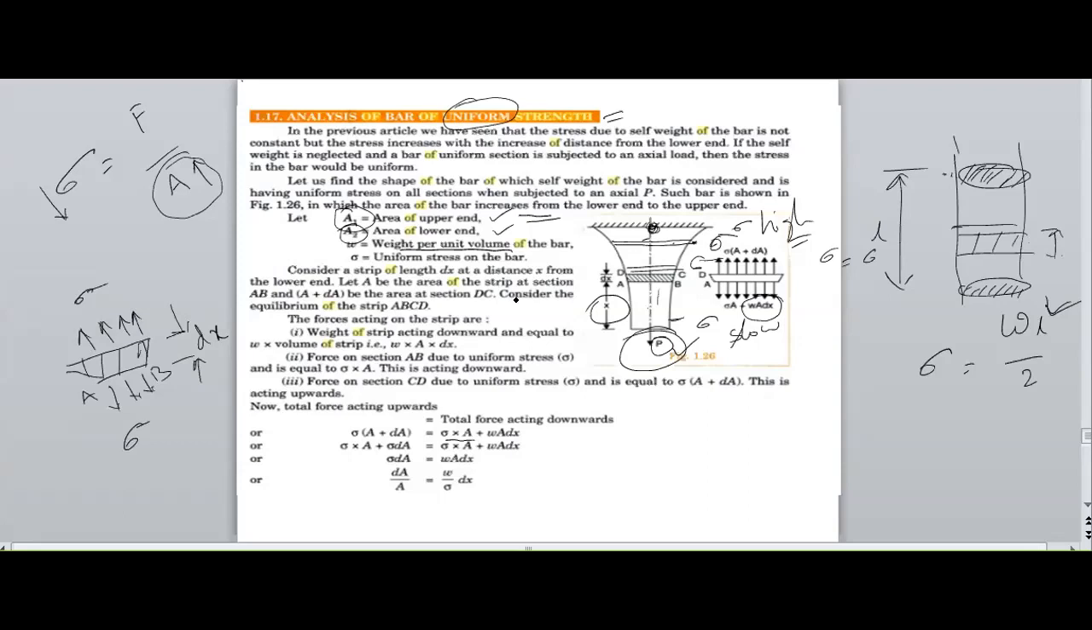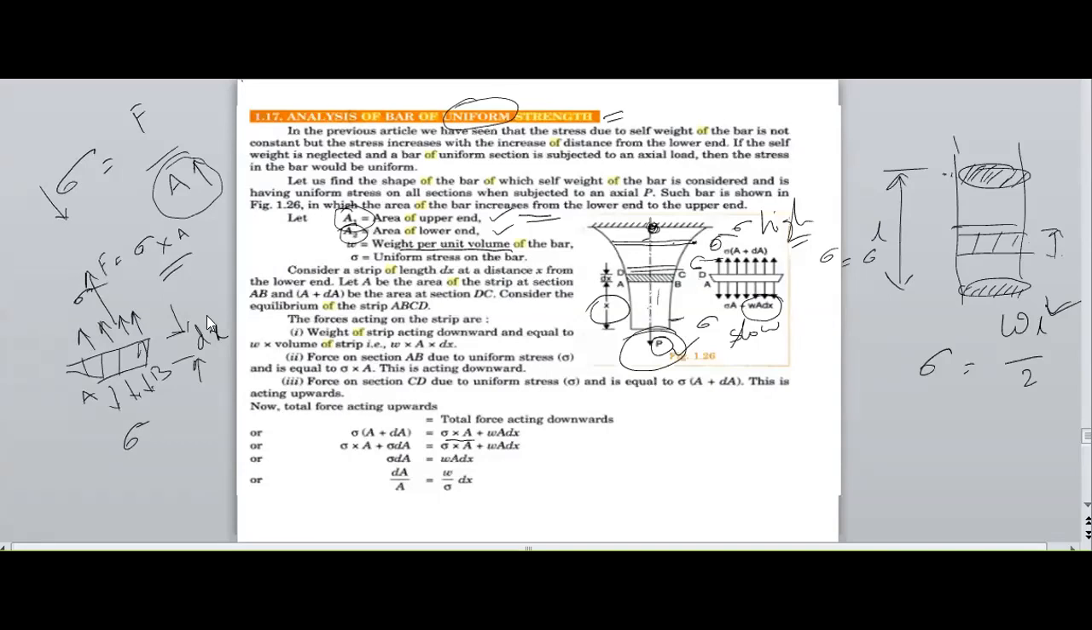Therefore, I need to convert the stresses acting on the top face of the step into force. Therefore, force can be written as stress into area.